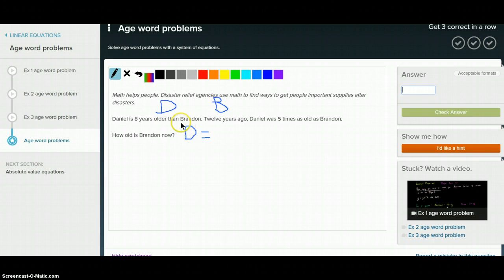Daniel's age is equal to 8 years more than Brandon. So we're going to have Brandon plus 8. Alright, so this is saying Daniel's age is equal to Brandon's age plus 8, because he's 8 years older than Brandon. And we're writing these terms equal to D because we want the B expression. And you'll see in a second why we're doing that.